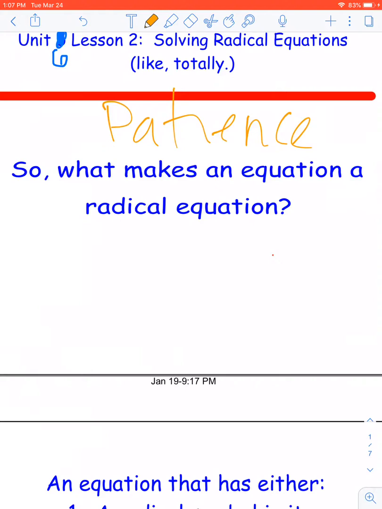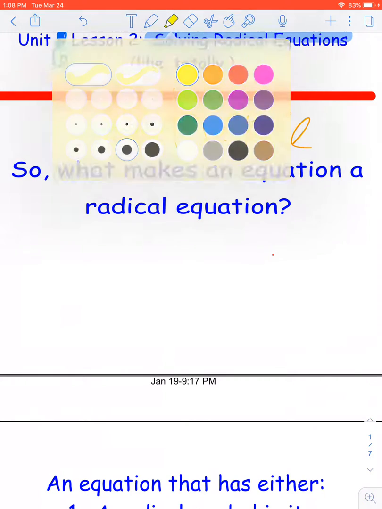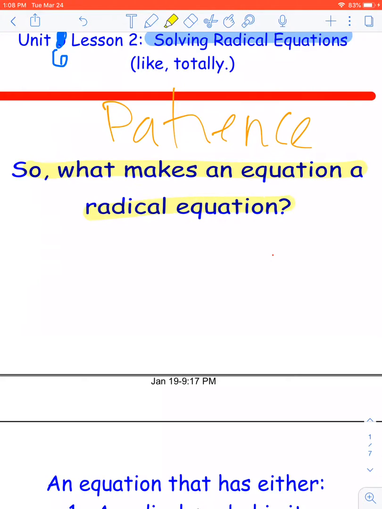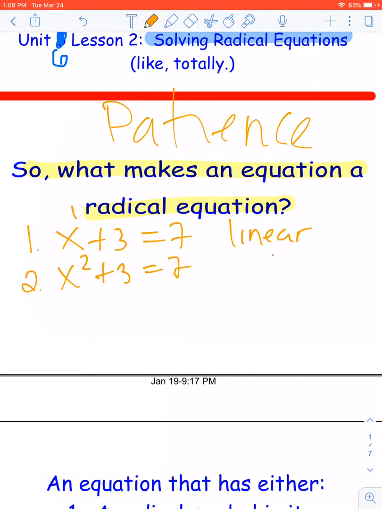All right, Unit 6, Lesson 2. We're going to solve radical equations. And here we go. What makes an equation a radical equation? Okay, let's think about where you've come from, friends. When you were back in middle school, you solved equations like x plus 3 equals 7. This is linear, because it's an x to the first. In Algebra 1, and then this year a lot, we have spent a ton of time dealing with problems where we have an exponent of 2. Those are quadratics.